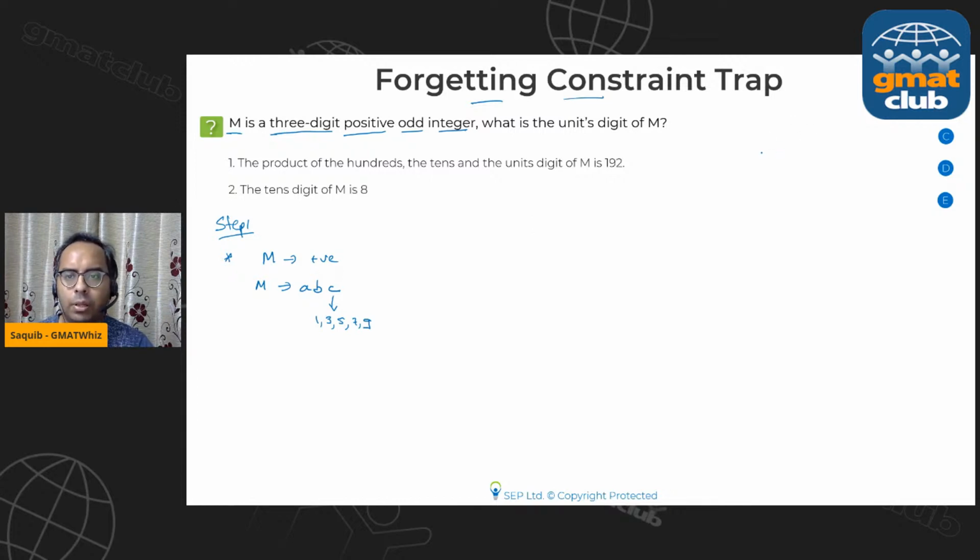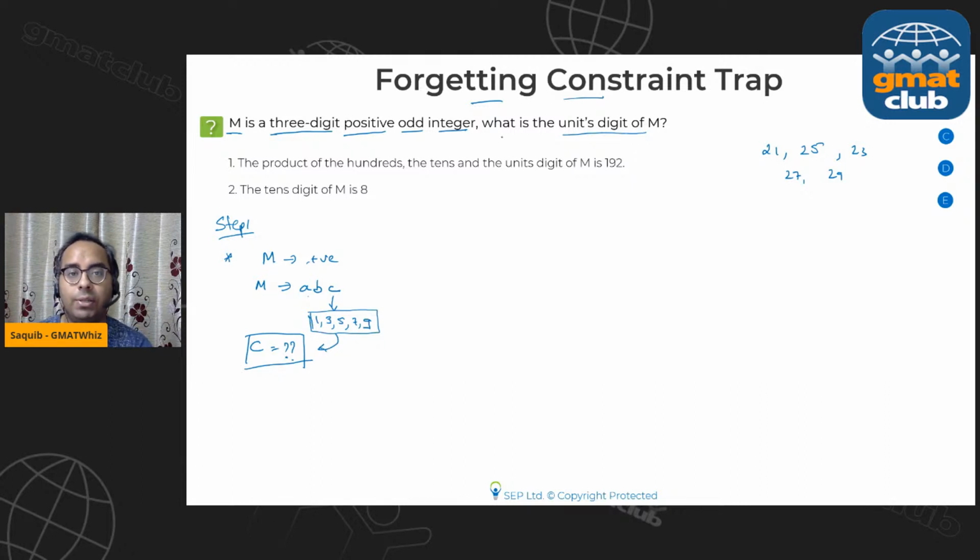for a number to be odd, you can have numbers like 21, 25, 27, 29, 23. These are all odd numbers, numbers which are not divisible by 2. So what do I need to find out? What is the units digit of M? So what I'm looking for is the value of C. So it's a positive integer, a 3-digit number, it is odd, so C can take up these values. I need to figure out, of these 5, what is the value of C.